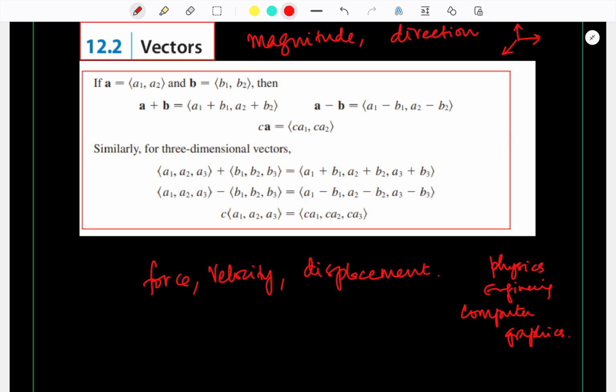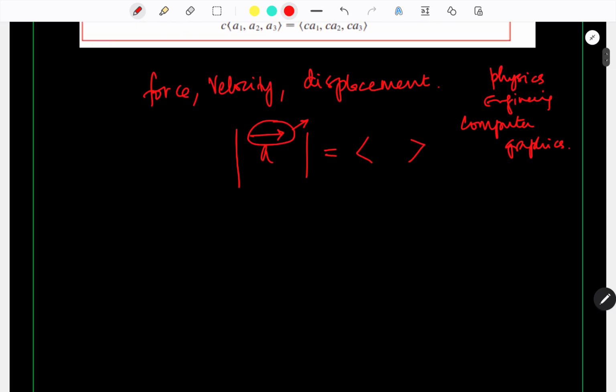So what are the components of a vector? A vector is often represented by an arrow mark like this, or you can write it like this. It tells about the direction, and its magnitude is given by the absolute value. So what are the basic operations on vectors?